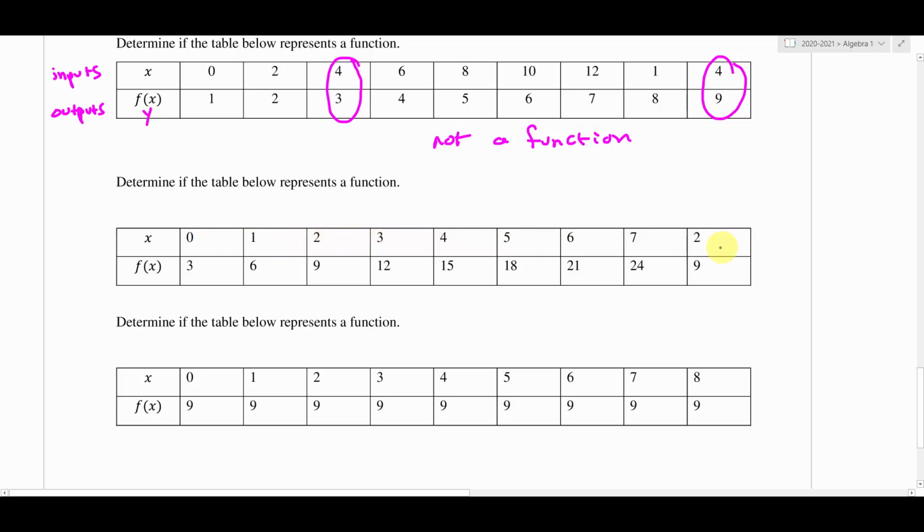Okay, so I see 2, right? So I see 2 happening twice, and I look at it. 2 goes to 9, and over here 2 goes to 9. So we're good, right? Even though 2 appeared twice in the table, 2 goes to the same exact number each time. So 2 is only going to one output, and I don't see anything else going to more than one number. So this is a function, as far as I can tell, based on what I see in the table.